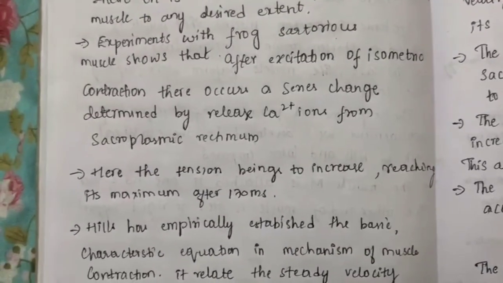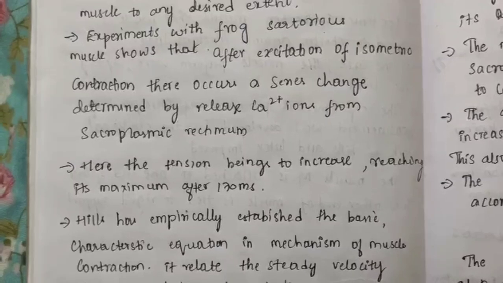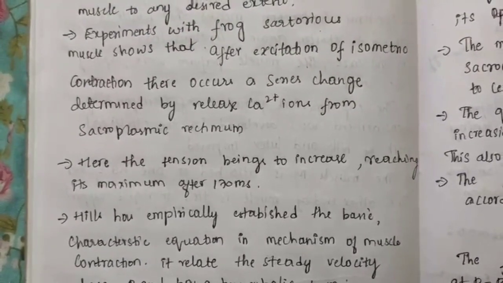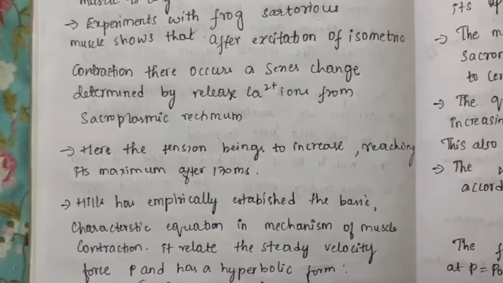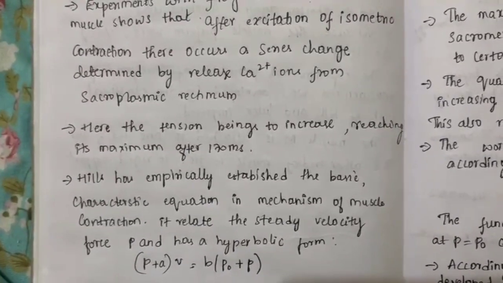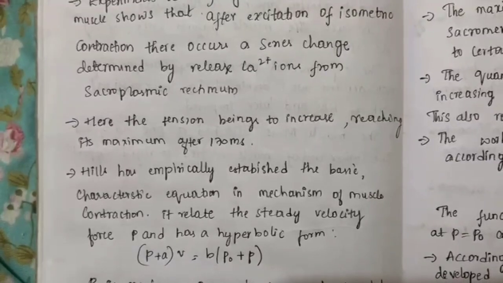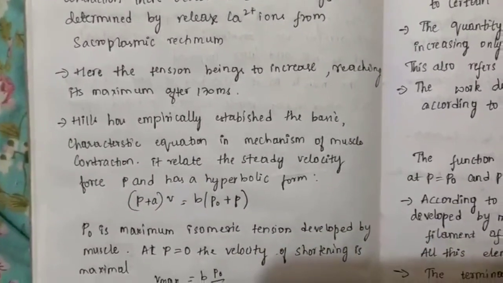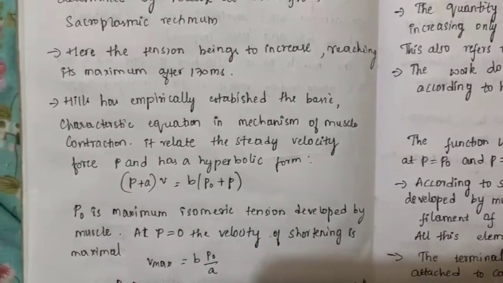Hill has empirically established the basic characteristic equation in the mechanism of muscle contraction. It relates the steady velocity V and force P and has a hyperbolic form where (P plus A) times V is equal to B times (P naught minus P), where P naught is the maximum isotonic tension developed by the muscle.